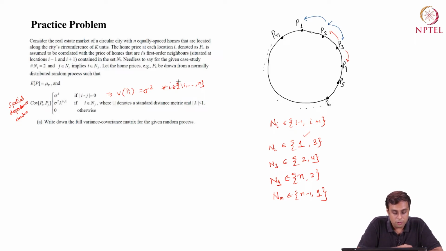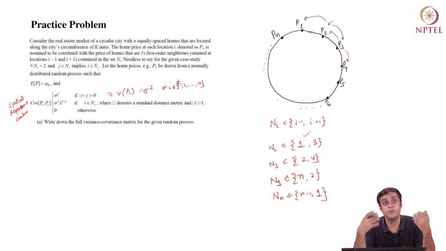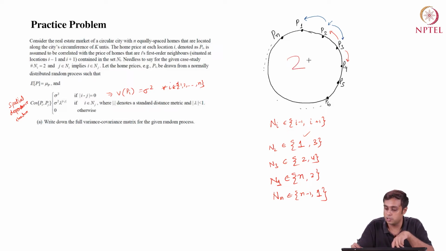The covariance of prices between locations i and j, if they are in an immediate neighborhood, is given by sigma squared lambda, and lambda can be between -1 and +1. So now we are allowing for negative spatial autocorrelation as well in the two-dimensional space. Of course, this circle represents a 2D world, a two-dimensional world. And for homes that are farther apart, there is no correlation. We've discussed this earlier.